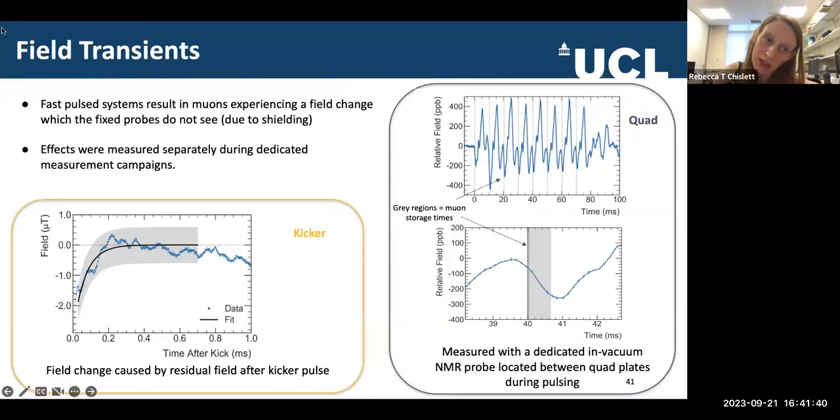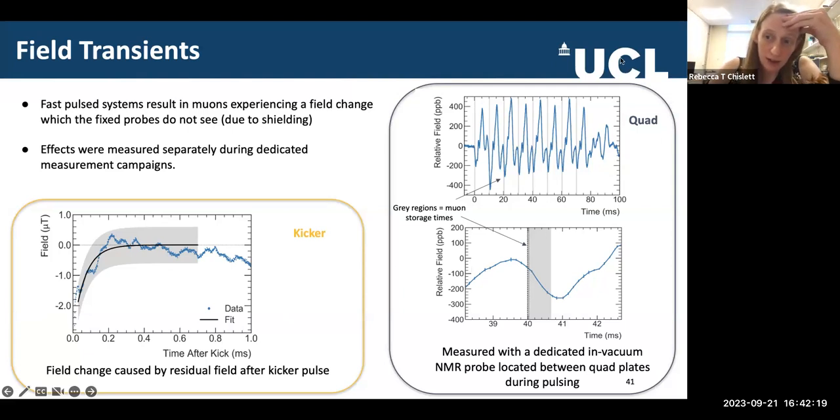Then we have the corrections to the magnetic field. These are due to the pulsed systems, which are the kicker and the quadrupoles. For the kicker, although the main kick is just on the first time that the muons go around the ring, there is some residual kick that's left over throughout the fill, and this obviously impacts the field that the muons experience. This was measured directly using a magnetometer, and this is the result from run 1.